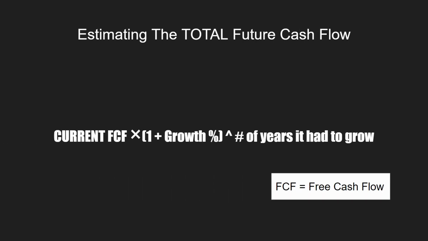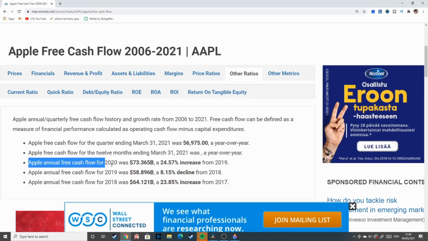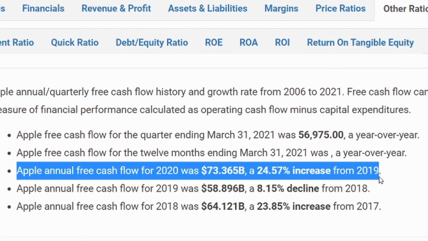Then finally, you need to start estimating how much the future cash flow will amount to. This can be done by multiplying the current cash flow with the growth percentage plus 1 to the power of the number of years it's had to grow, just like what you see on the screen. So if we would use Apple as an example, the free cash flow would be 73.36 billion in 2020. If we look at the trend, this seems a bit on the high side, I would say. And remember, we can use an average. So let's do that for our example.